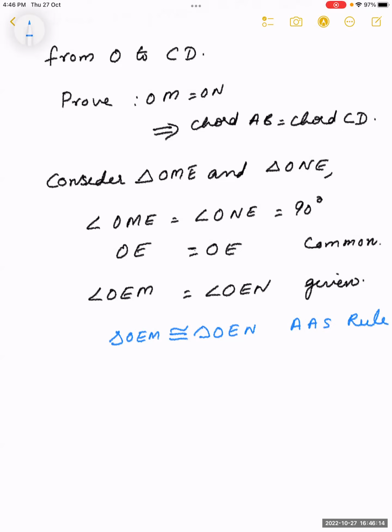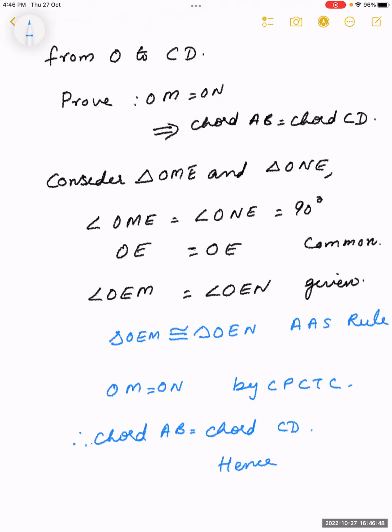Now what is the next thing to do? So when the two triangles are equal, can we write OM equal to ON by CPCTC? Can we say that? Getting me? Yes. So by CPCTC, they are equal. So we will just say OM and ON are equal based on CPCTC. Therefore, chord AB equal to chord CD. Hence proved.